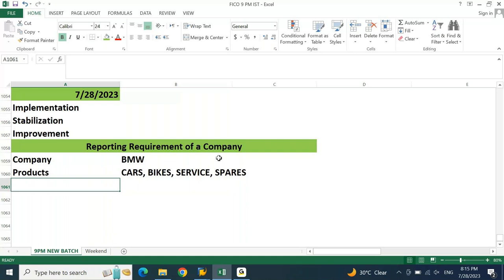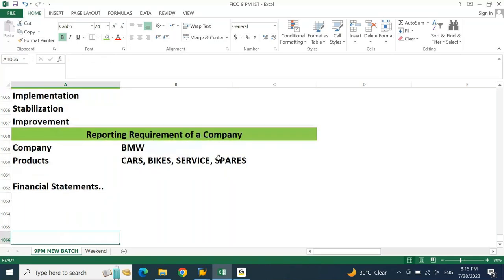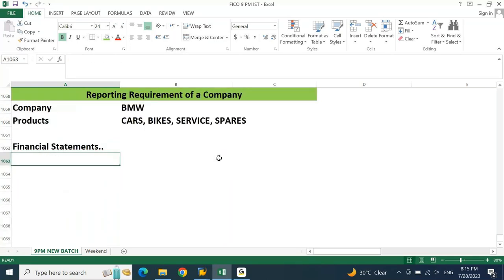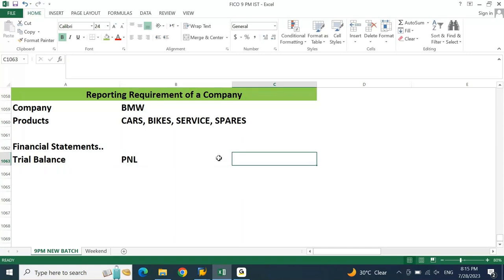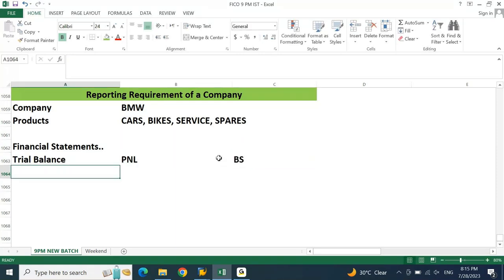Now the mandatory reports that are generated, first thing is your financial statements, because at the end you are going to put a full stop when you generate your financial statements. So at what level do they want to look at the financial statement? Now when I talk about financial statement, I'm very clearly talking about trial balance, P&L, and then balance sheet. In short, TB, P&L, balance sheet.